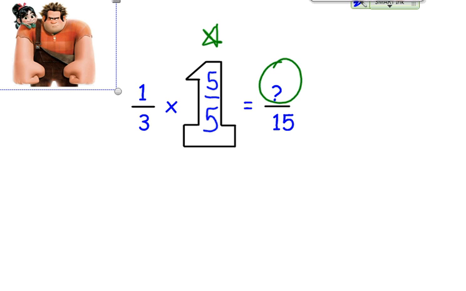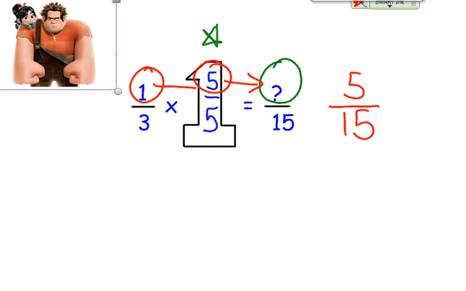Well, that's the easy part, Ralph. All you got to do now is take your numerator times your numerator, and that's going to give you your missing numerator. And 1 times 5 equals 5. So in the end, you get an answer of 5/15.